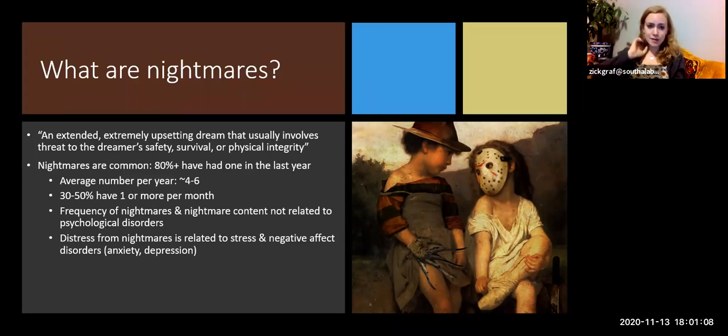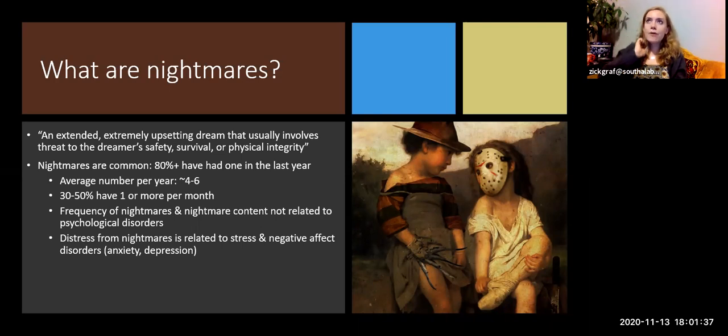Nightmares themselves are really common. The number of people who say that they have had at least one nightmare in the last year is more than 80% across studies. And the average person reports having somewhere between 4 and 6 nightmares in an average year. But that's an average. There are some people who have no nightmares at all and some people who have a lot. And a good number of people have at least one nightmare a month, somewhere between 30 and 50%.